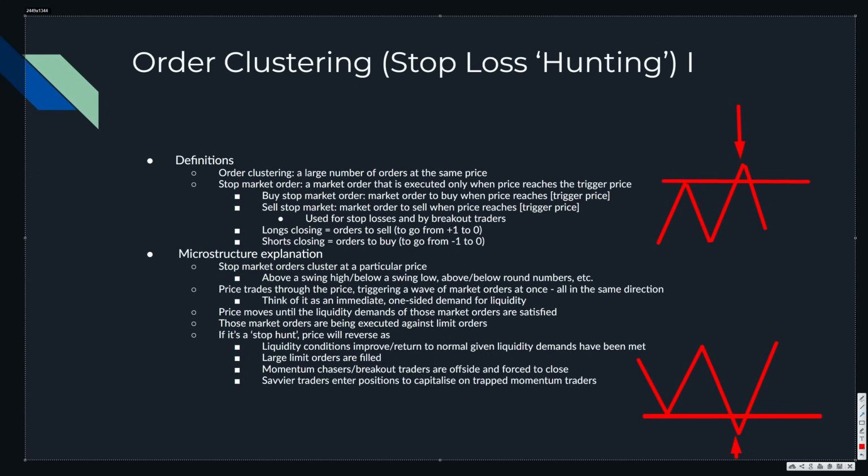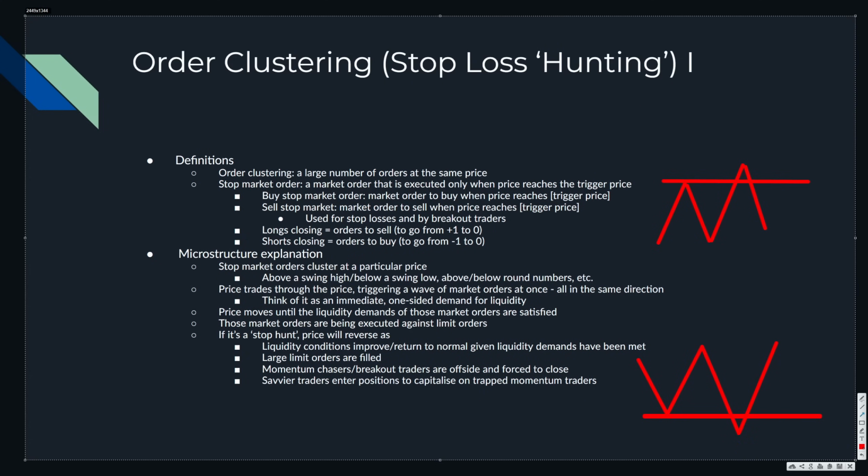Now, what's the market microstructure explanation of some of the stuff that goes on at these junctures that we've pointed out? A few things are happening. The first is that stop market orders cluster at a particular price. That's above a swing high, below a swing low, round numbers, all the stuff that would generally attract orders or used as a reference point by a large number of traders. So let's say this is some round number swing high wick or breakout level that's important, and that's why orders may cluster above it, for example, right?